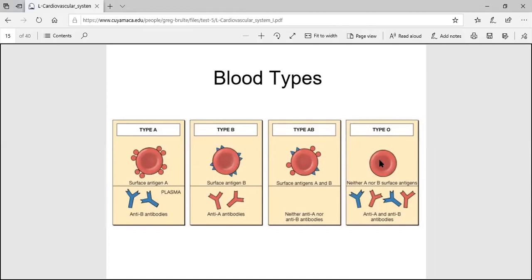This is anatomy. So type O, if you look on the surface, there's no A antigens and there's no B antigens on there. Okay? Where if you look at type A blood, it has A antigens on it. You look at B blood, it has B antigens on the surface. If somebody's type AB, they have A and B antigens on the surface.